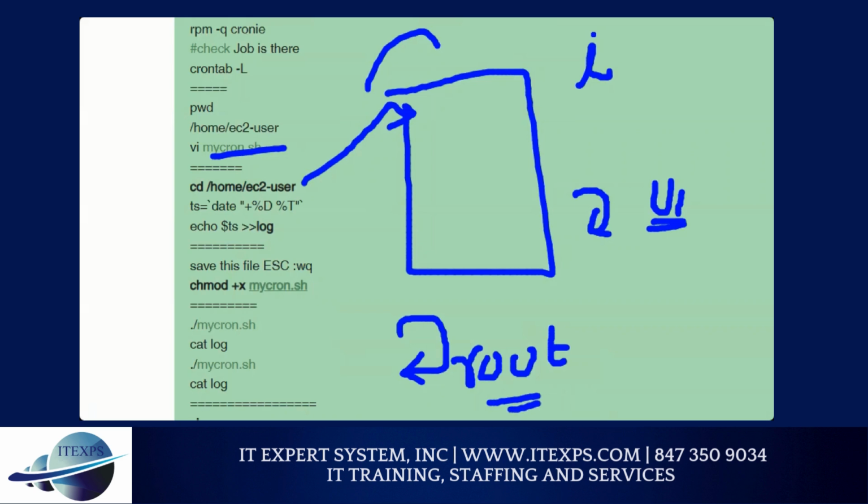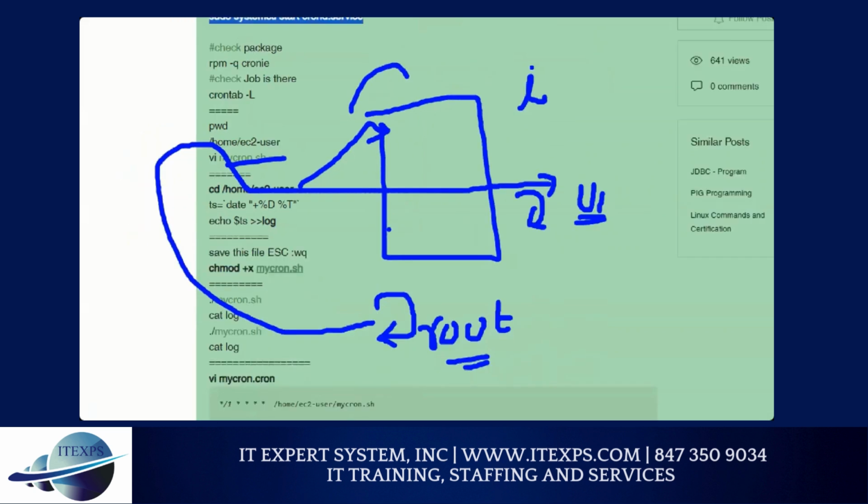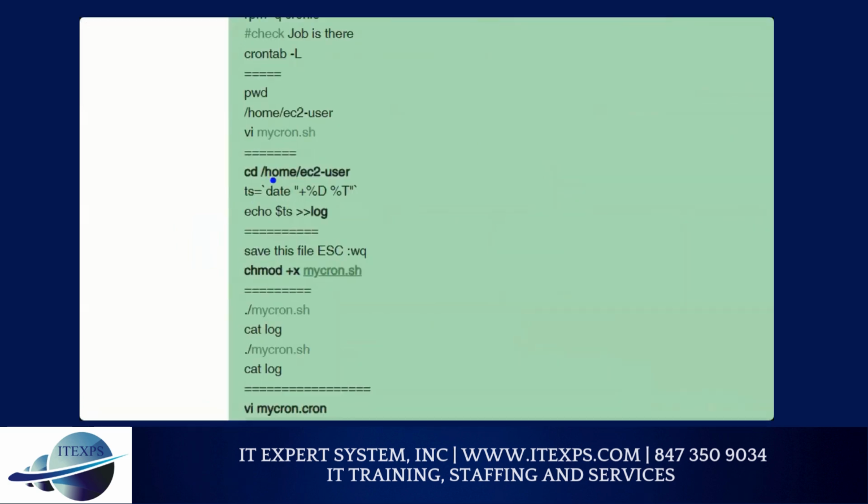To solve that problem, you have to do cd. It means when root runs, it will go to the exact same location where the file was created. Make sense? So always do cd and your user, because let's say my username is Tom, then I will write cd /home/Tom. Let's say my user is Mike, then I say cd /home/Mike. Make sense? Because each user will have their home directory.